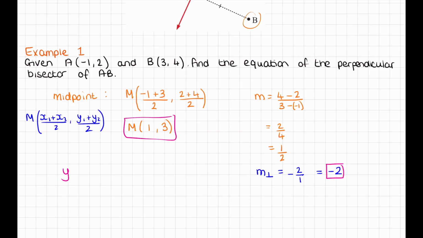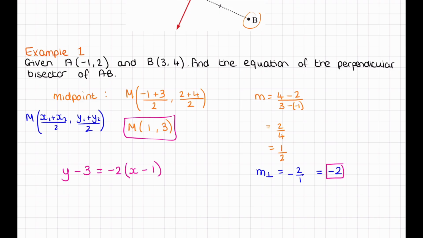Final equation would end up being y minus our y coordinate from the midpoint, which is 3, equals our gradient, negative 2, of our x minus our x coordinate, which was 1. And there we have our equation of the perpendicular bisector. And obviously from there you can rearrange that into different forms.